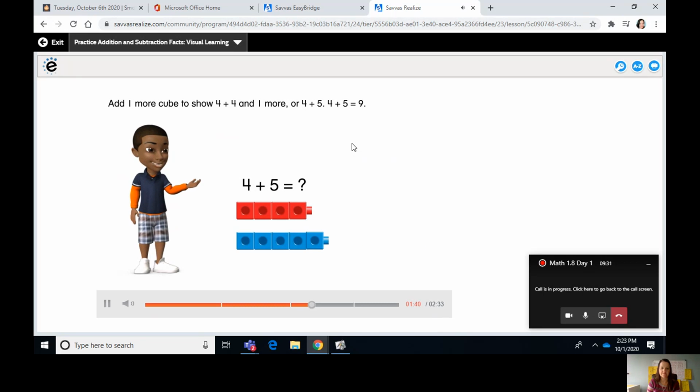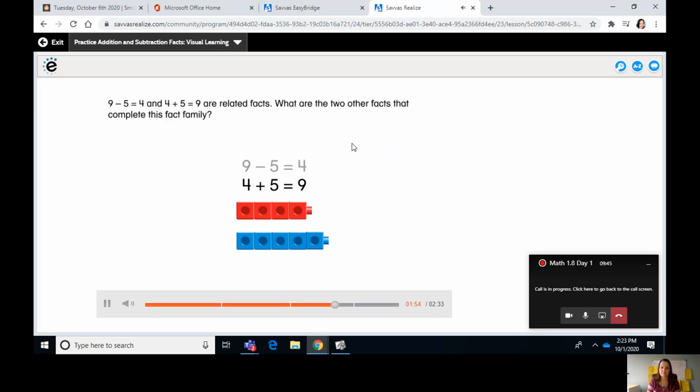Add one more cube to show 4 plus 4, and one more, or 4 plus 5. 4 plus 5 equals 9. 9 minus 5 equals 4, and 4 plus 5 equals 9 are related facts. What are the two other facts that complete this fact family?